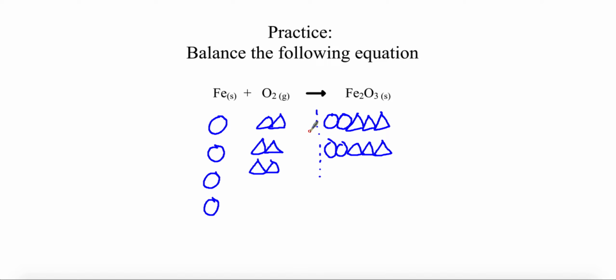So all I gotta do now is just count how many groups I've got. So for my iron group, I've got 1, 2, 3, 4. For oxygen, I've got 1, 2, 3. And then for this iron 3 oxide, I've got 1, 2. So there's my balanced equation: 4, 3, 2. It's the same exact outcome that we saw when we actually calculated these numbers with math.